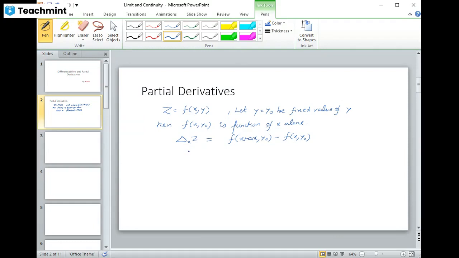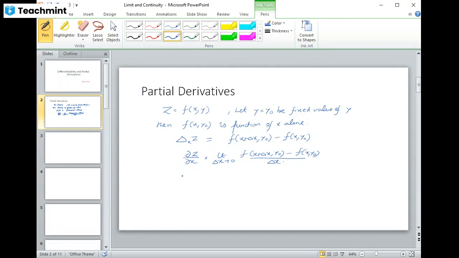On the basis of that, we can define the partial derivative of z with respect to x, curly z upon curly x. This is obtained by applying the limit as delta x approaches 0 of f of x plus delta x, y naught minus f of x, y naught, upon delta x. So this is the partial derivative of z with respect to x. Basically, when we are differentiating our function with respect to one of the variables, we are treating the other variable as a constant.